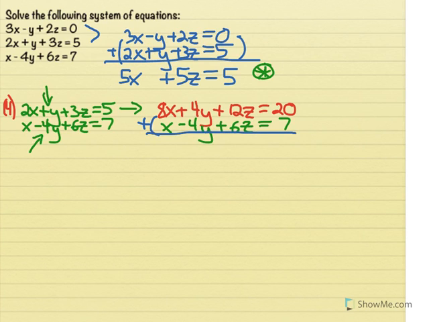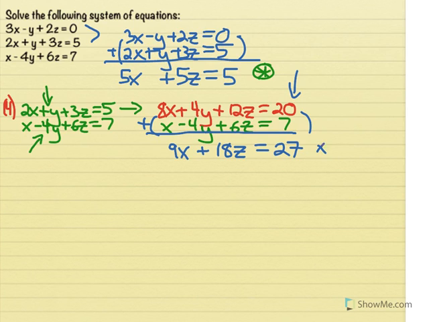The reason we're adding is because we have a positive 4 and a negative 4 in front of the y's. Positive plus a negative equals 0, so that'll get rid of the y's, just like we wanted. So 8x plus 1x is 9x, plus 4y minus 4y is 0, which we want. 12z plus 6z is plus 18z, and 20 plus 7 is 27. Do not forget to add the right side. People often forget that. Great.